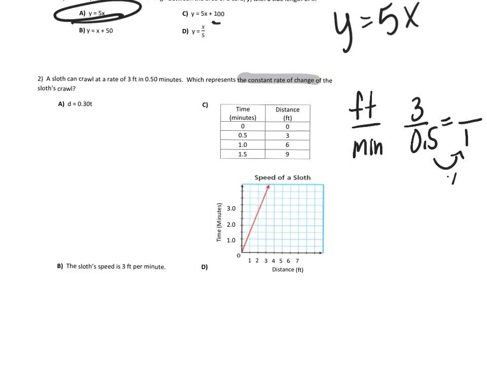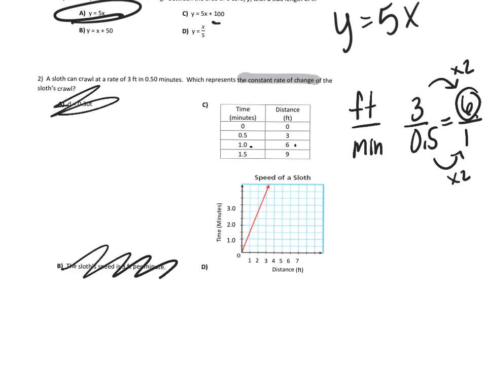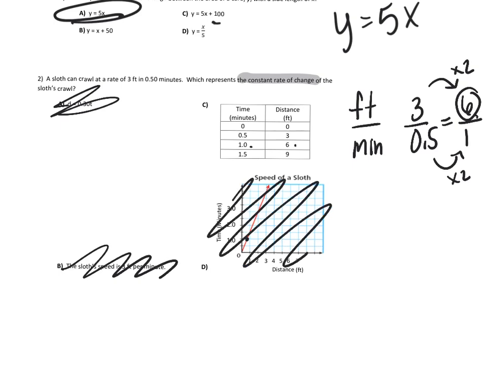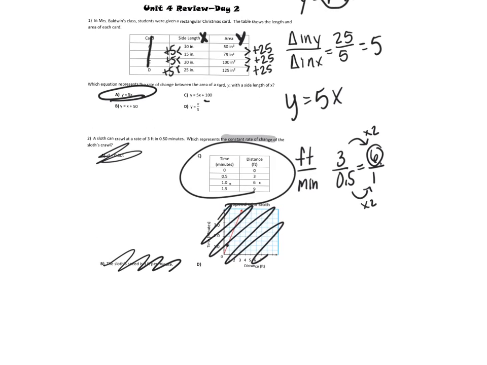I can scale up here, times 2, and I'm going to get 6. So for 1 minute, it's 6 feet. So this one says 1 minute and 6 feet. This one doesn't say that. This one doesn't say that. This one says 1 minute is less than 1 foot. So we can't have that one either. So C is going to be our answer choice there. Okay, number 3.